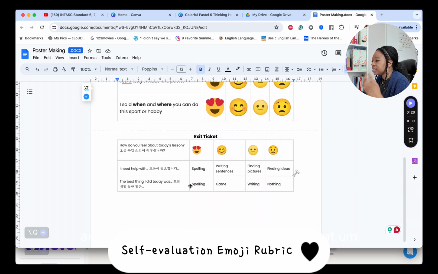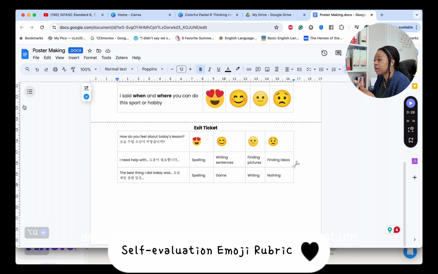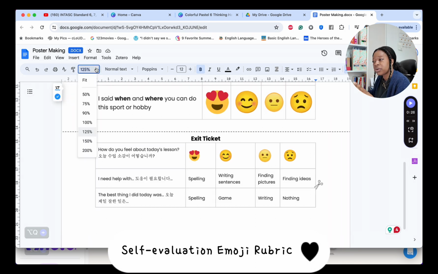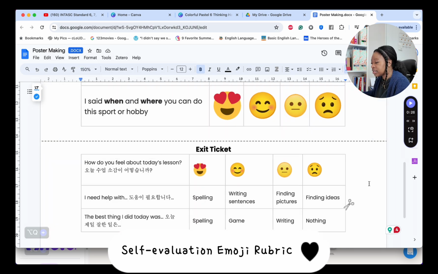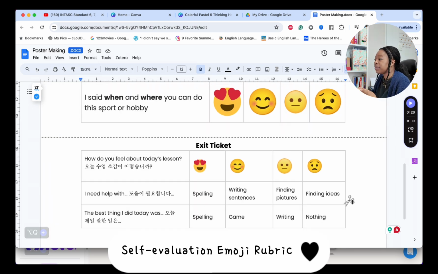And then here, this is a little exit ticket that I wanted them to do, I can't remember if it's in this lesson or in another section, but it's just to tell me how they felt about the lesson, because I want to know, do they like what I'm teaching? Do they like this kind of lesson? And a lot of people said they loved making posters. I need help with, and again, I asked them, do you need help with spelling, writing sentences, finding pictures, finding ideas? Again, I want to know where they're struggling, right?